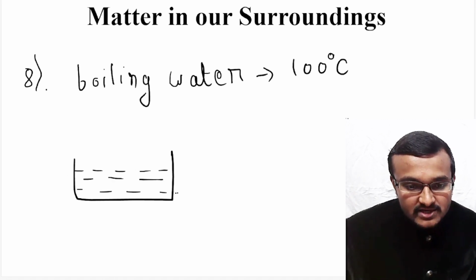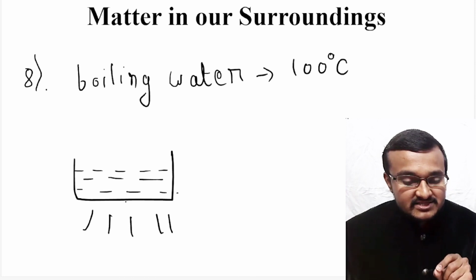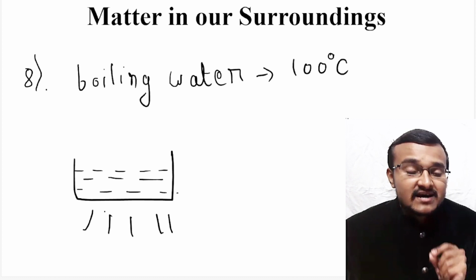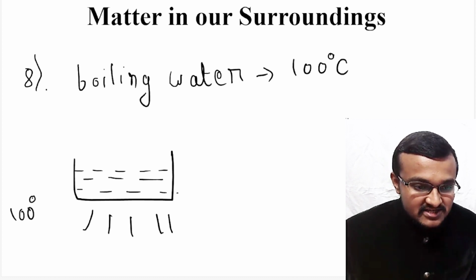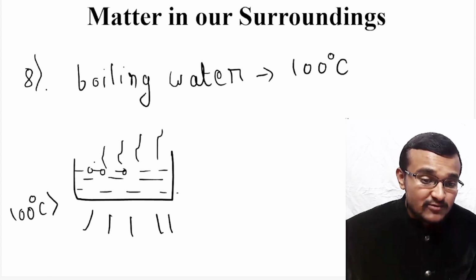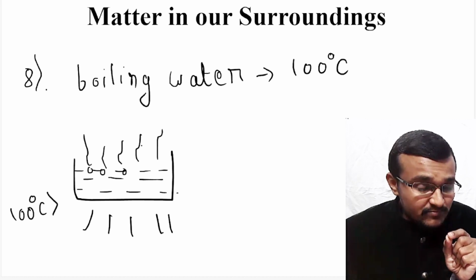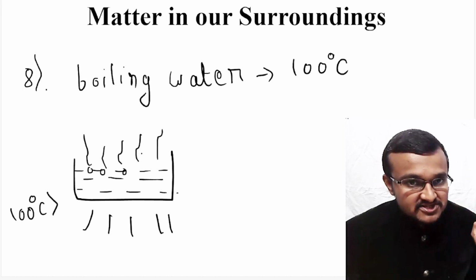So in this water, you are actually supplying a necessary amount of heat energy. When you supply the necessary amount of heat energy, and if this heat has a temperature of more than 100 degrees Celsius, then this particular water starts boiling. So this water will start evaporating. The temperature which you are supplying to the water is more than 100 degrees Celsius.